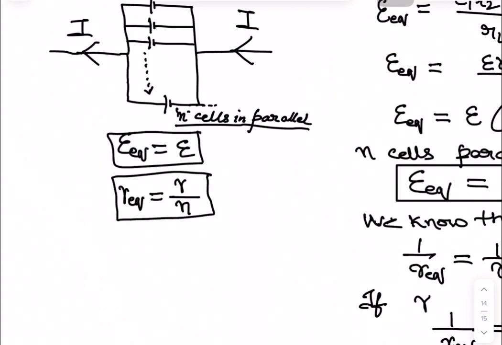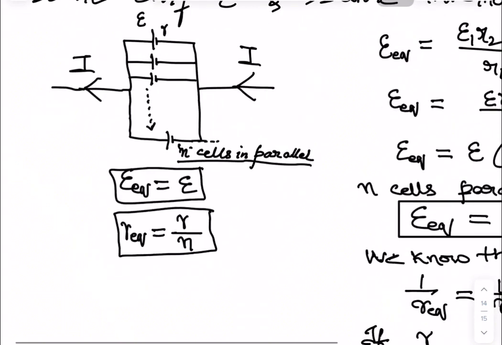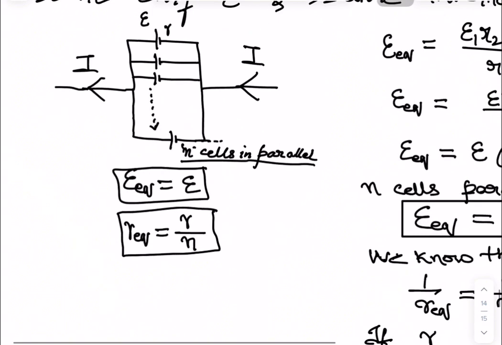Now, let us assume that this combination is connected to an external circuit of resistance capital R.